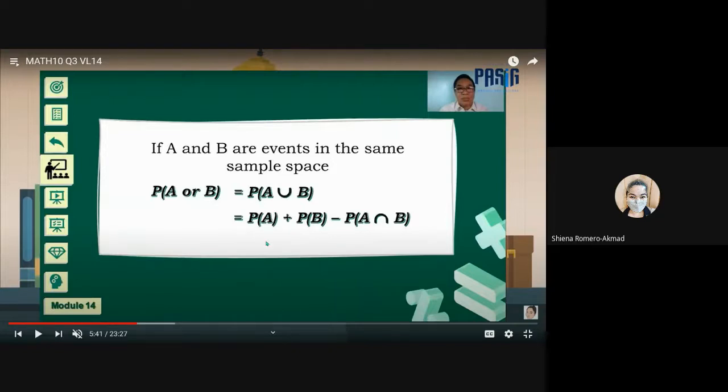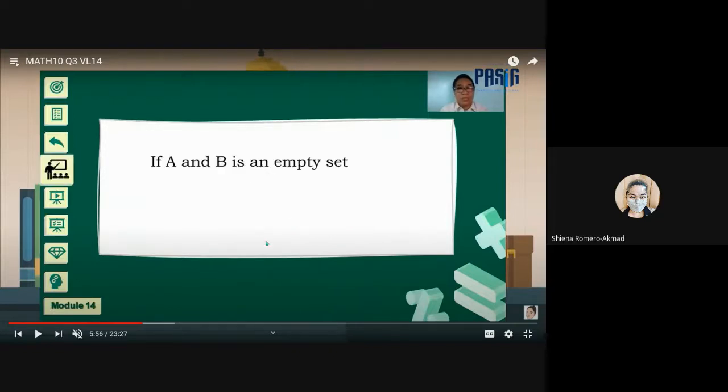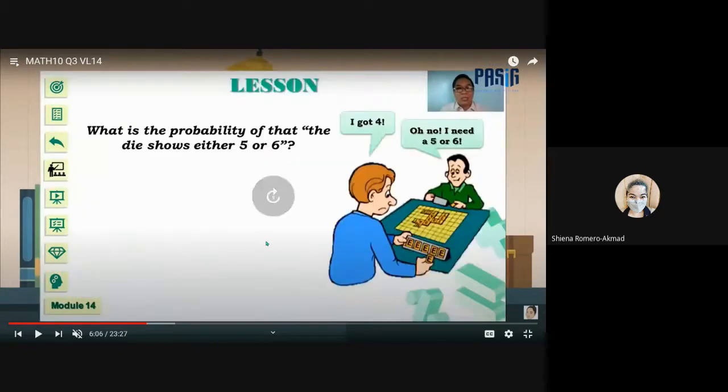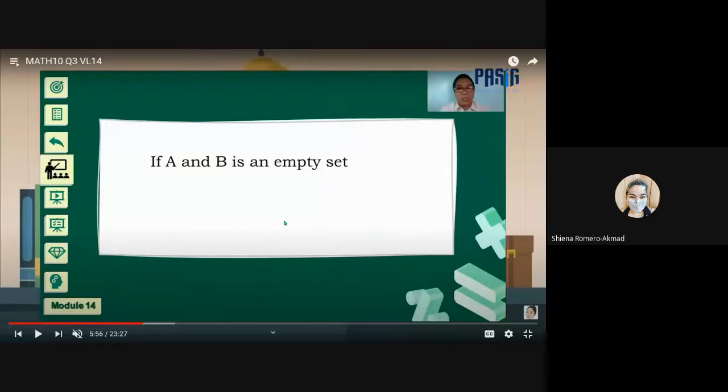Okay? Tingnan natin sa susunod na sitwasyon. Ito yung sinasabi, if A and B are empty set, so ang gagawin lang natin is to simply add them. Wala kasi silang pagkakapareho. Wala silang parehong events or elements. Okay? Okay, next.